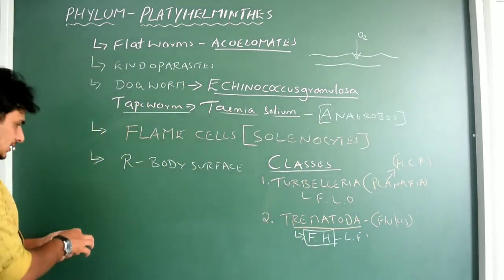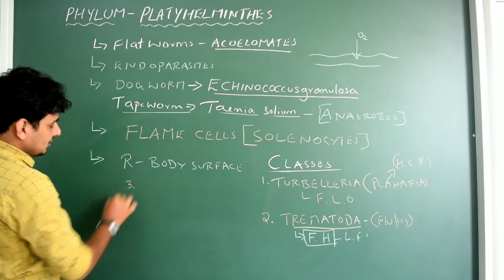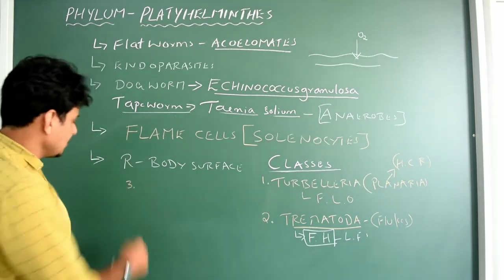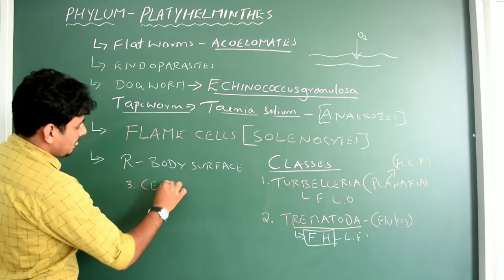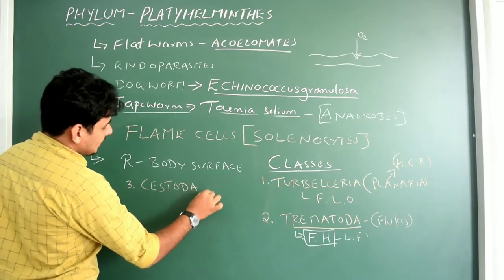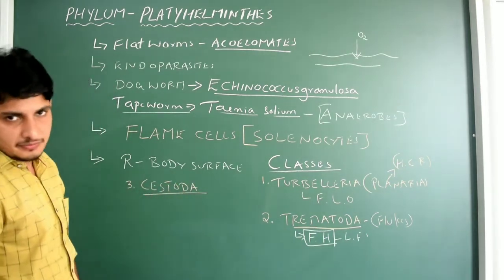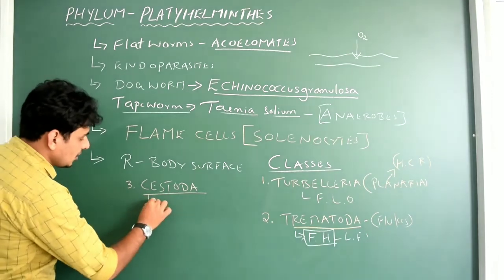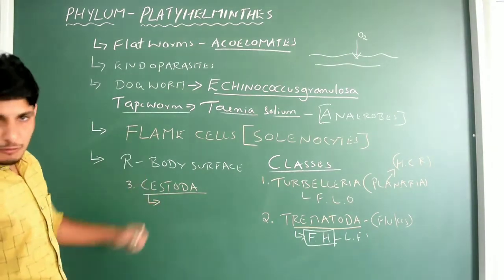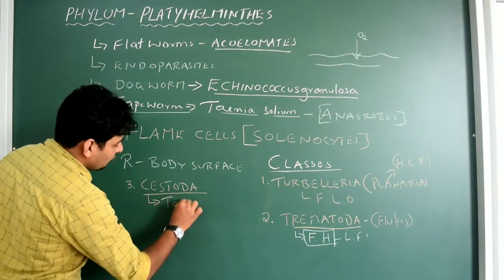Okay, we go to the third type of classification, that is the third class of the Platyhelminthes, that is Cestoda. Cestoda again are endoparasites. A good example for this is all types of tapeworms. So we just write the tapeworms.